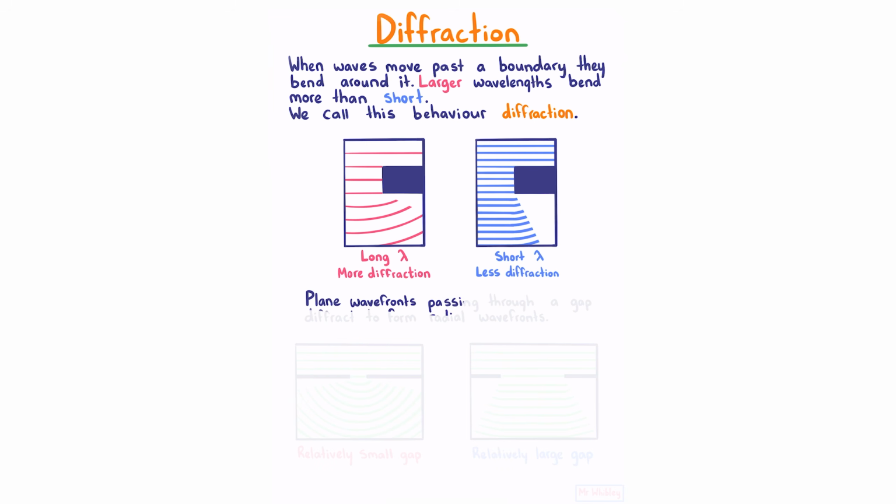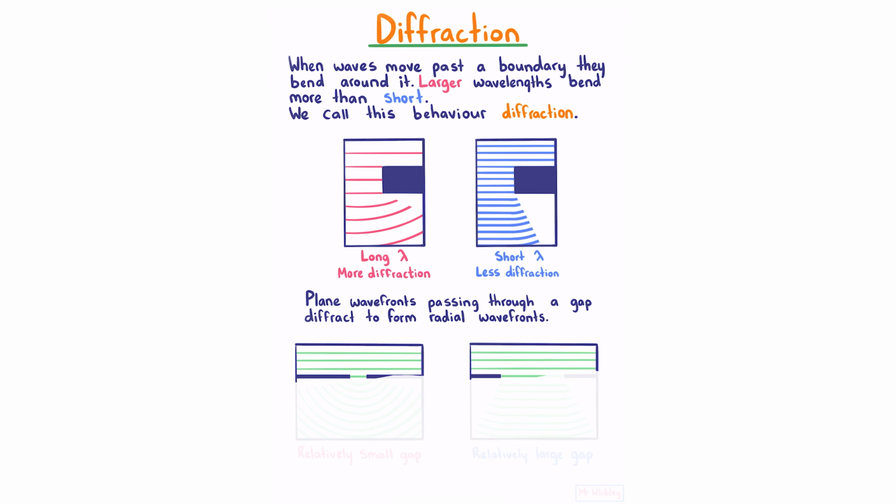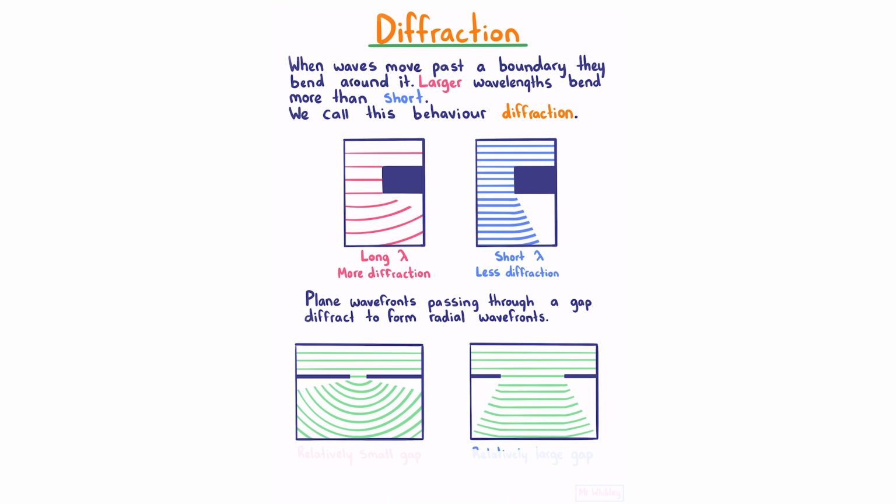Plane wavefronts passing through a gap diffract to form radial wavefronts. And so we essentially have the similar situation to before, except we essentially have a barrier on each side. And so we have plane wavefronts which pass through the gap and become circular. And we're going to see a higher amount of diffraction if we have a relatively small gap than we would for a relatively large gap.